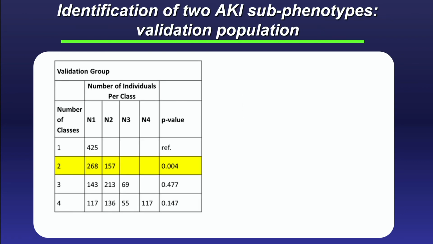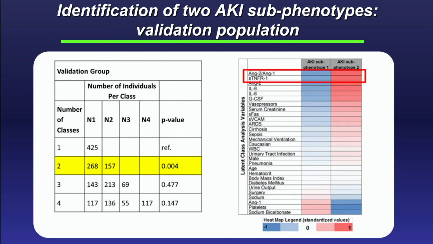We then looked at the validation population. Again, applying LCA, we found a similar distribution of the patients, where a two subgroup model best discriminated the data. When we look again at the variables, many of these change their rank order, with platelets and sodium bicarbonate being more important in this modeling. But then the ones at the top that best separated the two populations, again, were angiopoietins and TNFR1.